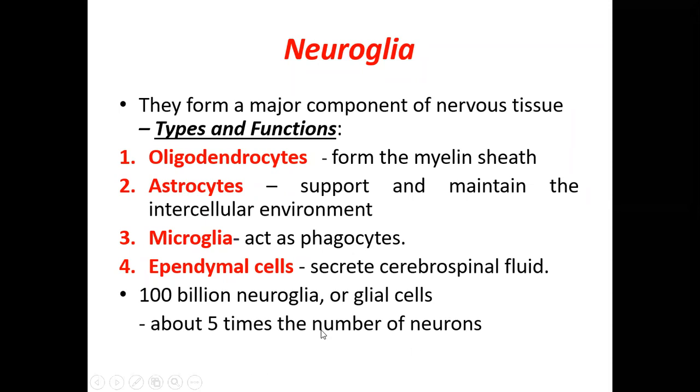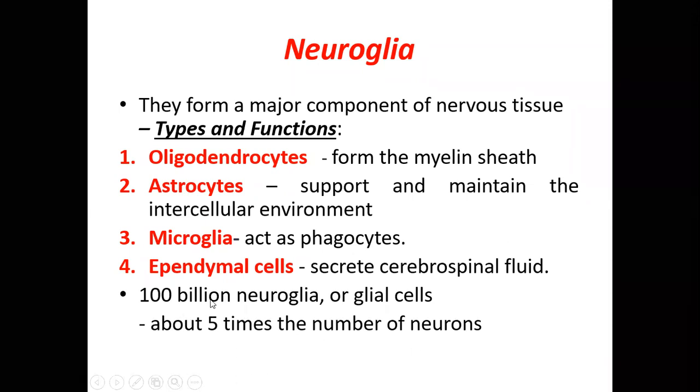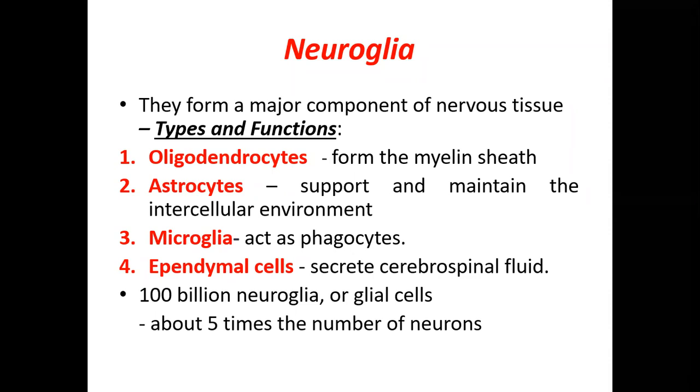It is estimated that around 100 billion neuroglial cells, or glial cells, are present in the nervous system, about 5 times the number of neurons. If you imagine that there are 20 billion nerve cells, that is the neurons, there will be around 100 billion glial cells, that is the supporting cells. So they are almost 5 times more than the number of neuron cells.